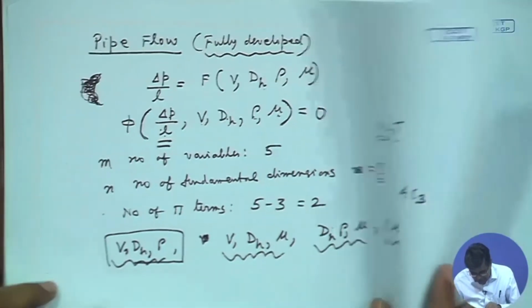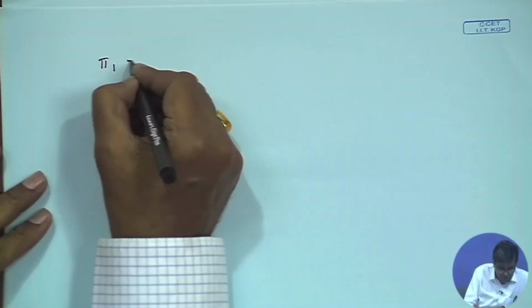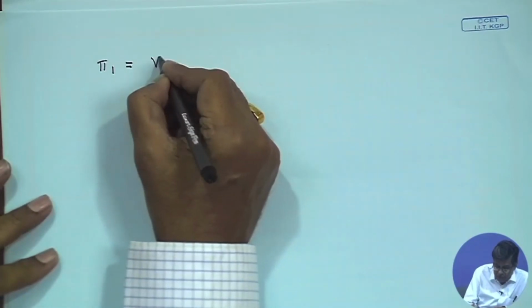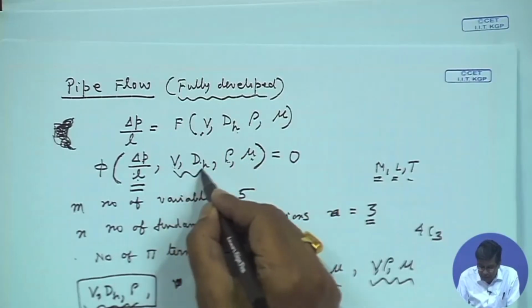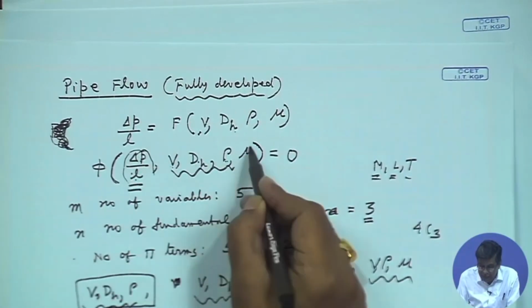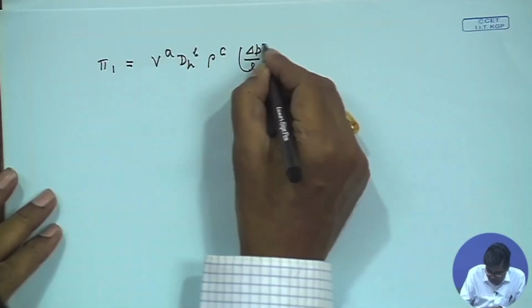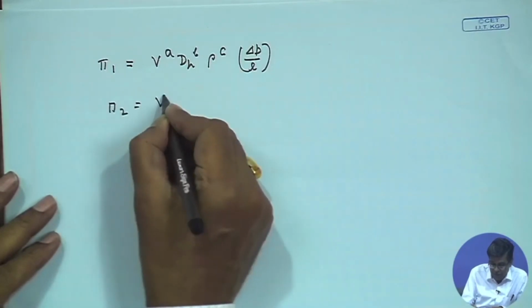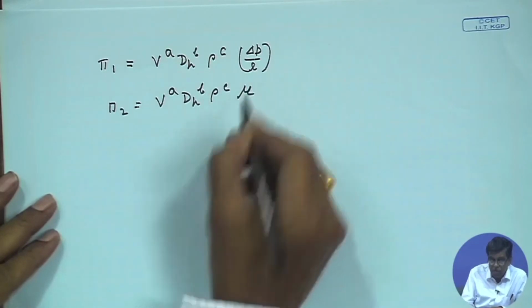If we take V, DH and rho as the repeating variables, then pi 1 equals V to the power A, DH to the power B, rho to the power C, times the left-over parameter delta P by L. The second pi term we take as V to the power A, DH to the power B, rho to the power C, times mu.